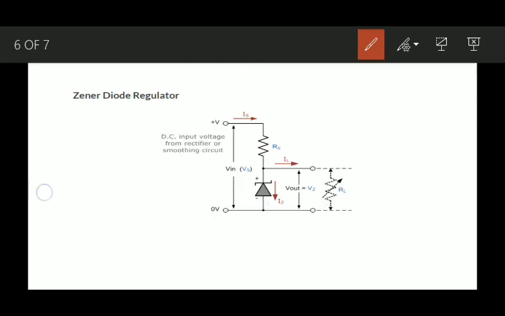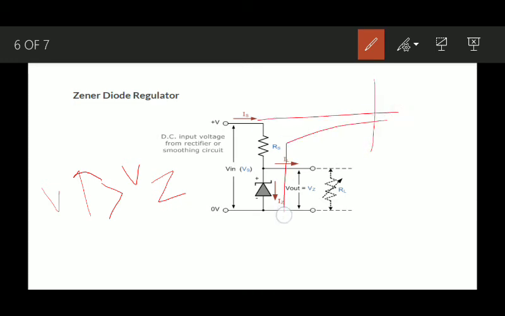Whenever the voltage exceeds the Zener voltage, the Zener breakdown voltage, what happens? A large amount of current will start to flow, keeping that voltage constant at Vz. The extra voltage will produce a large amount of current across the diode. This is the basic principle behind the operation of any Zener diode.